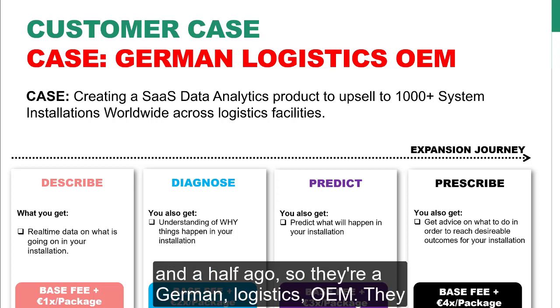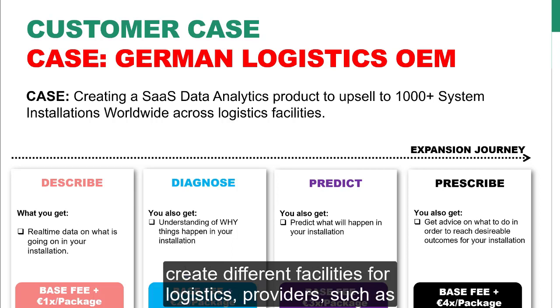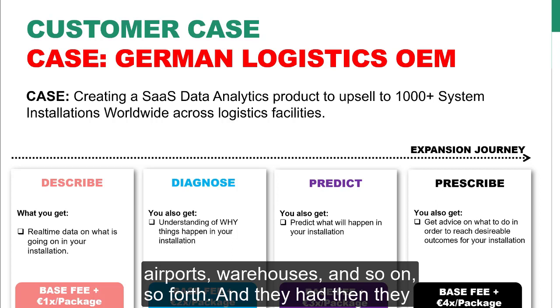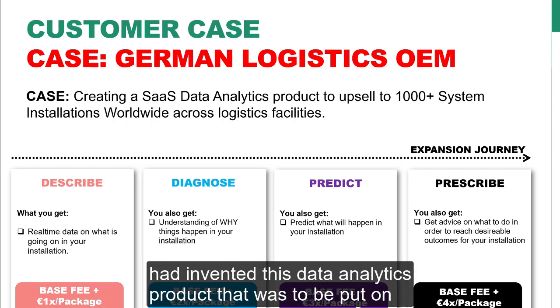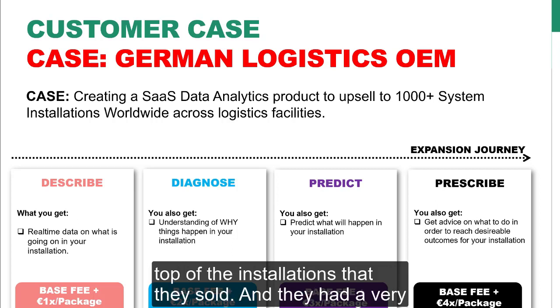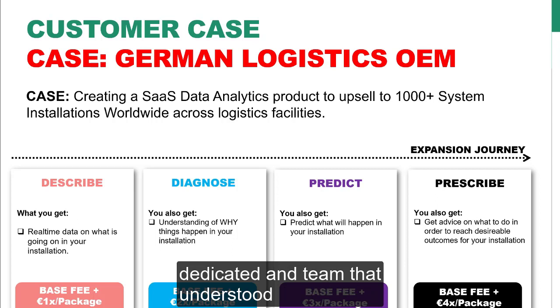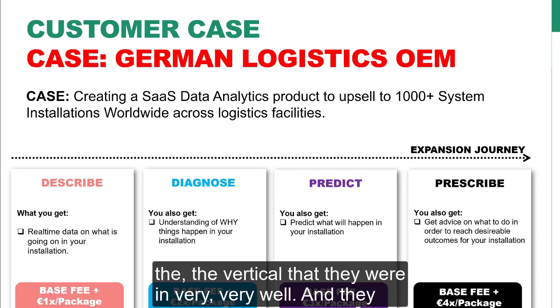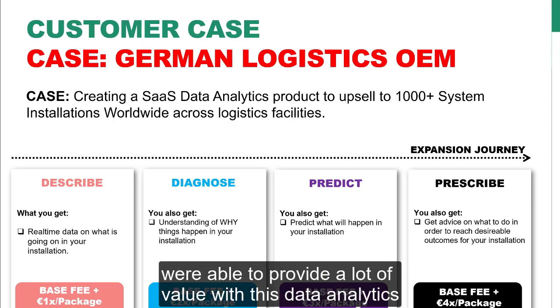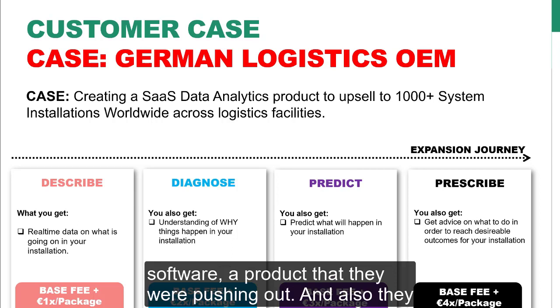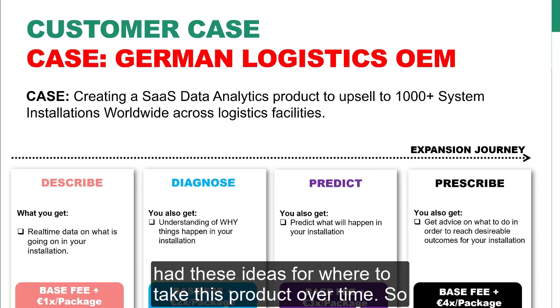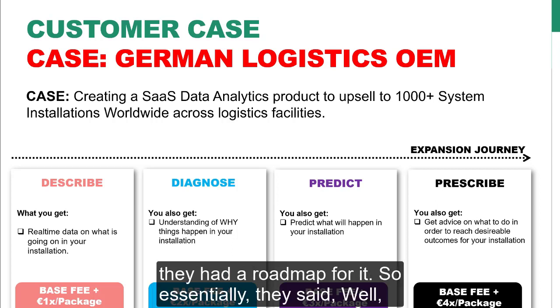They're a German logistics OEM. They create different facilities for logistics providers such as airports, warehouses, and so on and so forth. And they had invented this data analytics product that was to be put on top of the installations that they sold. They had a very dedicated team that understood the vertical they were in very, very well. They were able to provide a lot of value with this data analytics software product that they were pushing out. And they also had ideas for where to take this product over time. So they had a roadmap for it.